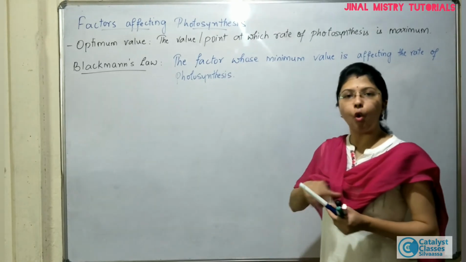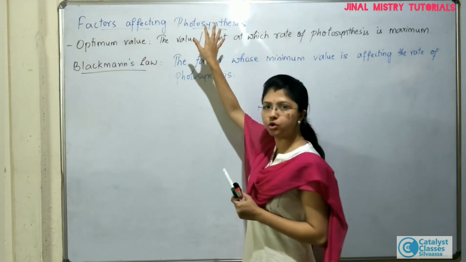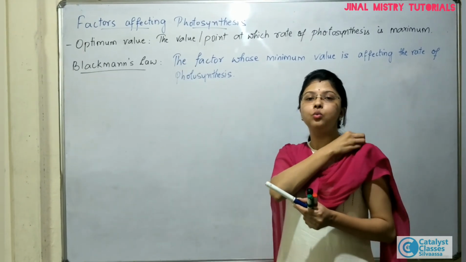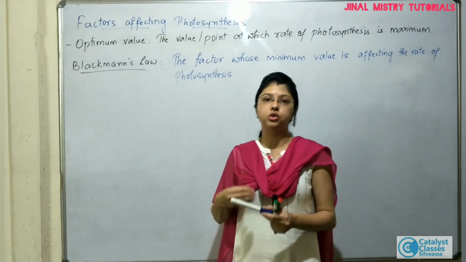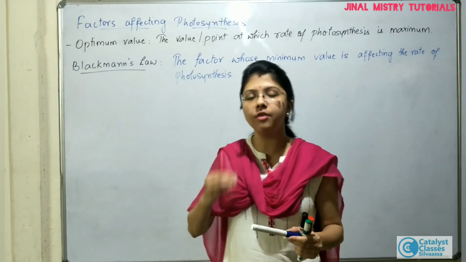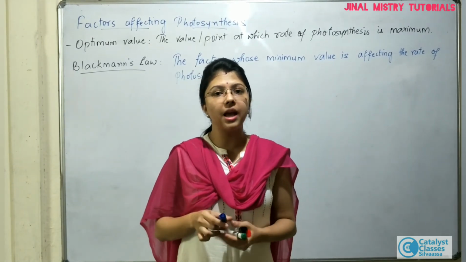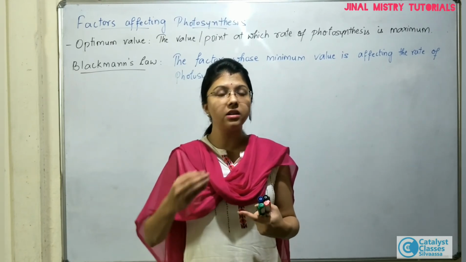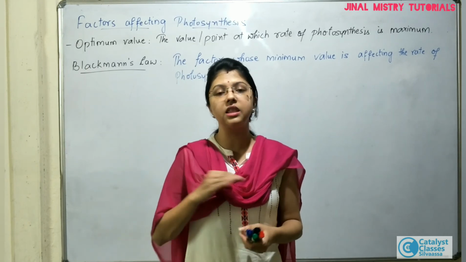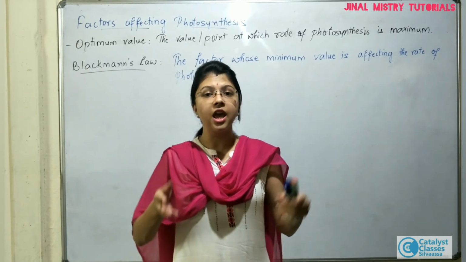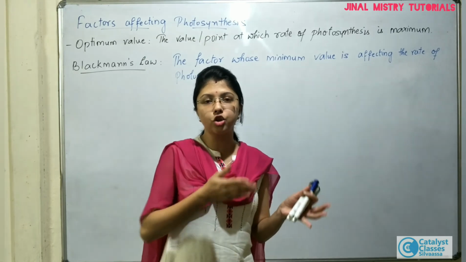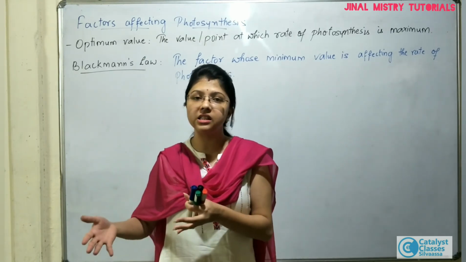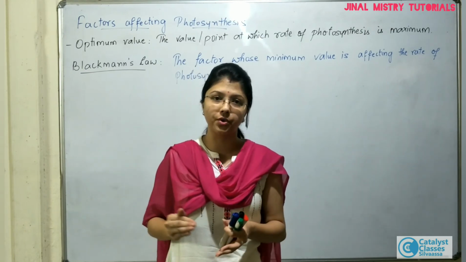So out of all the factors which are affecting the process of photosynthesis, there will be one factor whose minimum value will always be required for the process to continue. Otherwise, the rate of photosynthesis will decrease. For example, if there is enough light and enough carbon dioxide available, but the temperature is not appropriate, then there will be no photosynthesis taking place. If there is proper carbon dioxide concentration and proper temperature, but no proper light intensity, again there will be no photosynthesis taking place.